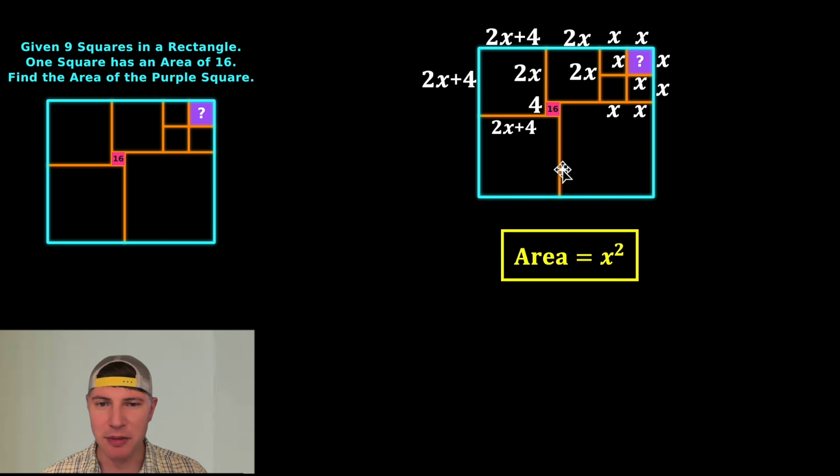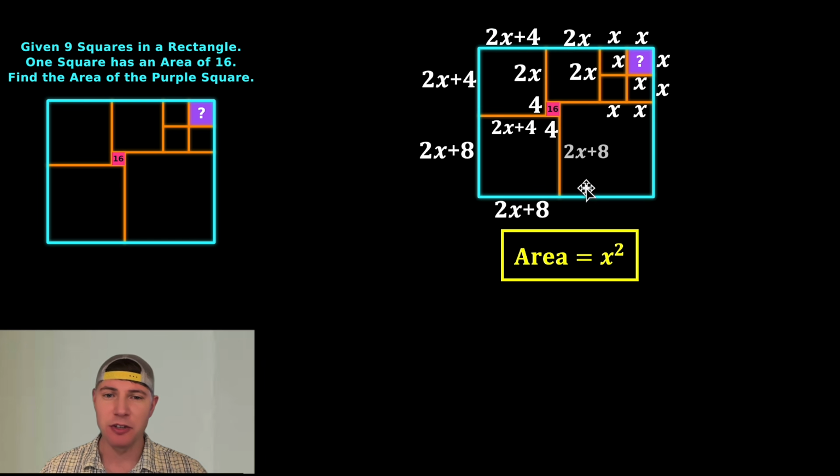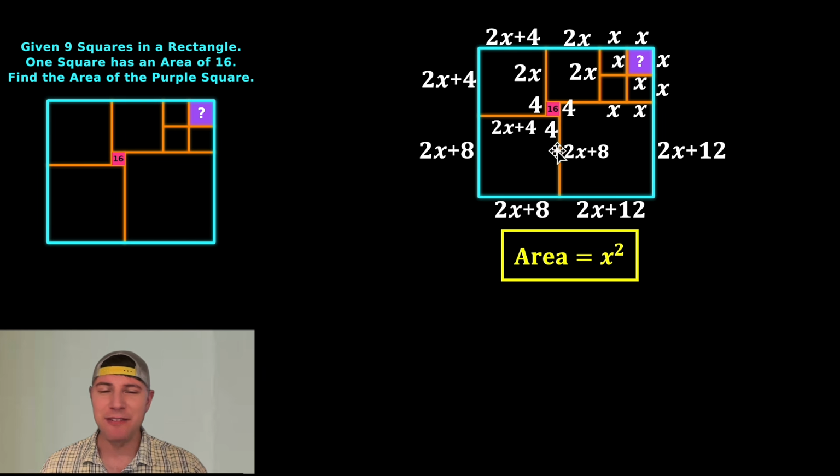Now we can do the bottom left square. This piece is 2x plus 4. This is 4. Which means this is going to be 2x plus 8. This will also be 2x plus 8, and this will also be 2x plus 8. And now we're done with this square. And then for this square on the bottom right, this is 2x plus 8. This will be 4, which means the whole side lengths of this square will be 2x plus 12. And now we have everything labeled in terms of this x.